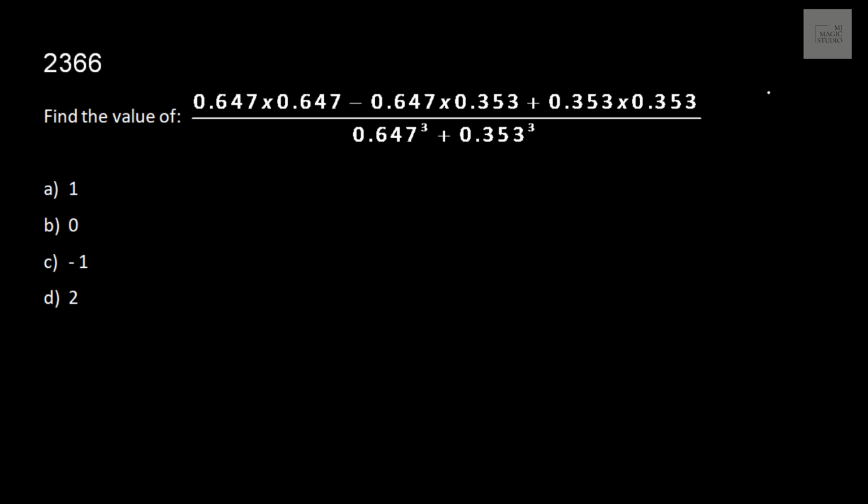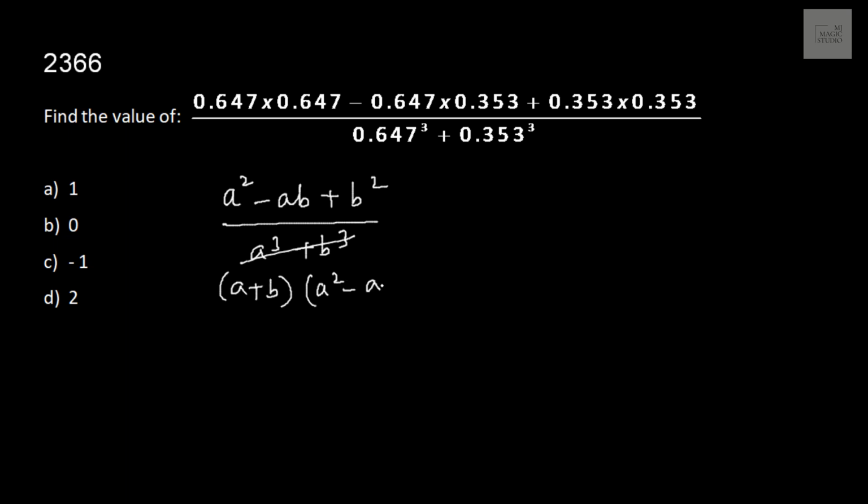From the palette of 3 questions from algebra, surds and indices, this is the first one. 0.647, 0.353, let it be A and let it be B. So we would be reduced to A square minus AB plus B square upon A cube plus B cube. You know that A cube plus B cube is A plus B into A square minus AB plus B square. That means this expression we are left with is 1 upon A plus B.